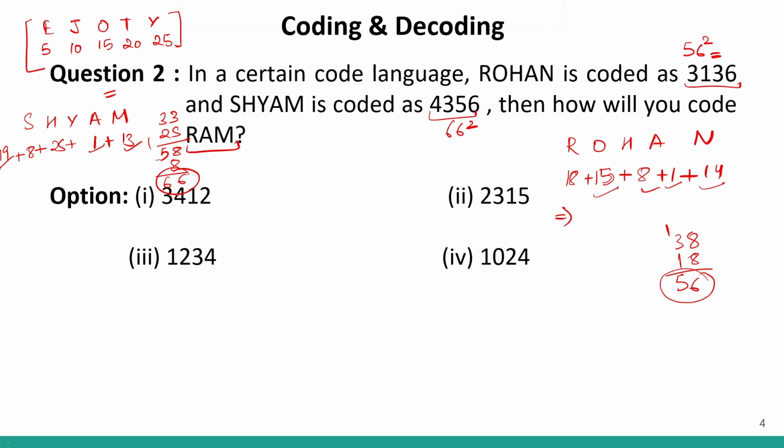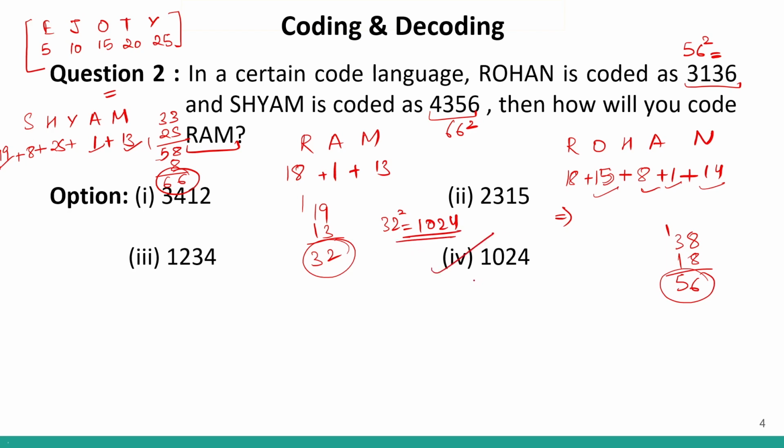So same thing we'll do for Ram. The sum of forward ranks: this is 1, this is 13, and R is 18, correct? So this is 19 plus 13, which is equal to 32. And the square of 32 is 1024. So this will be your answer, which is given in option number 4. So option number 4 will be the answer to this question.